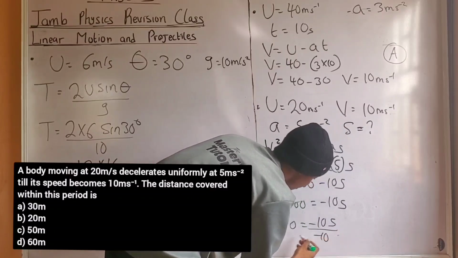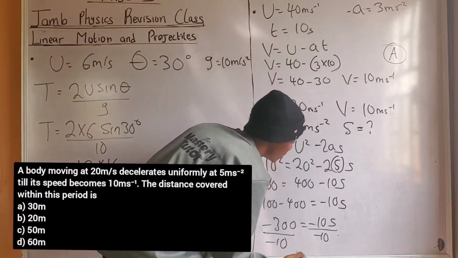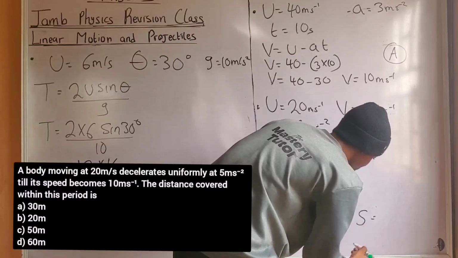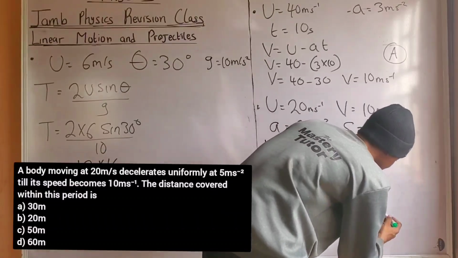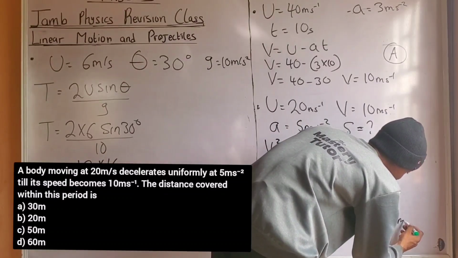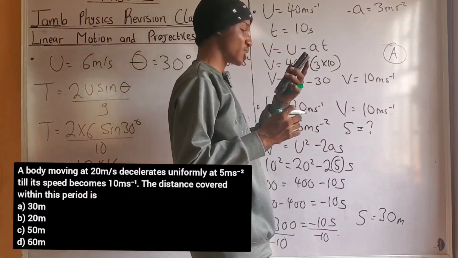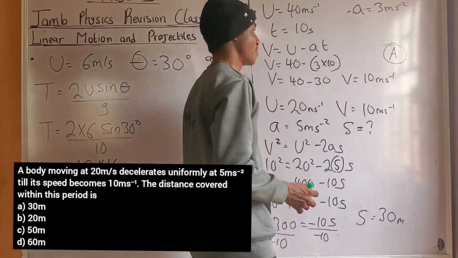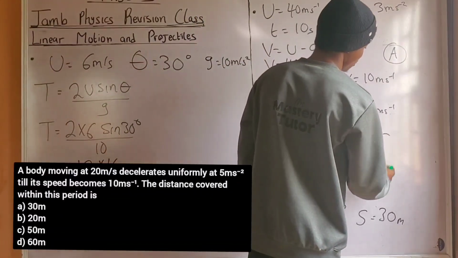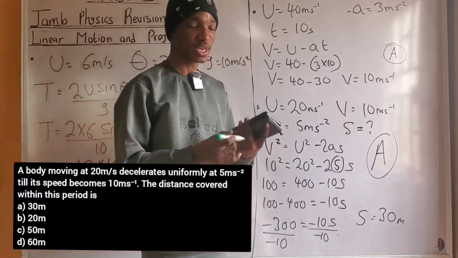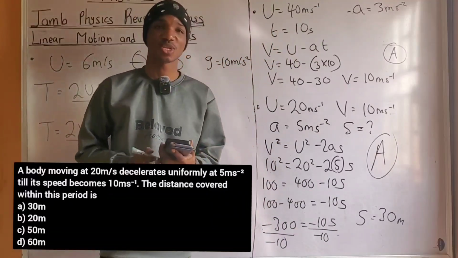This over negative 10 and this over negative 10. So the value of the distance that the car will cover is 30 meters, okay? So the correct option to that question is option A. Option A is correct. So that is the solution to that question.